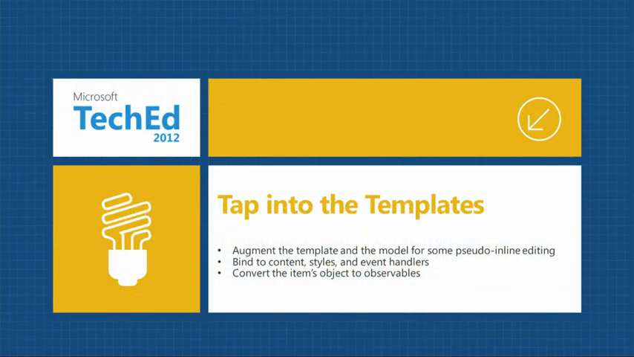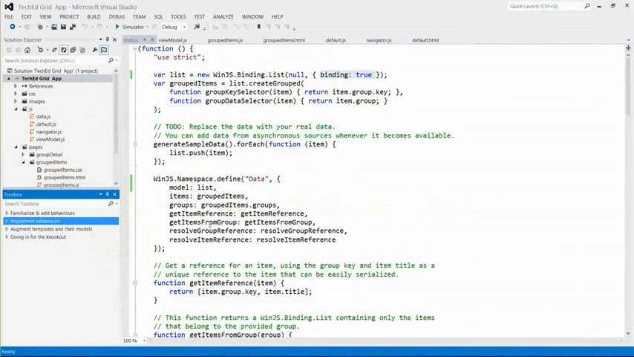All right, so now let's have a look at some templates, and we'll just do as much as we can for the next few minutes. Switch back over. We're going to augment the template. We'll look at the template that's being used now. We'll make some changes to it, and we'll add some styles and event handlers, which we're going to do the way WinJS probably doesn't want you to. So we'll look at that, and then we already converted the items to the observable.